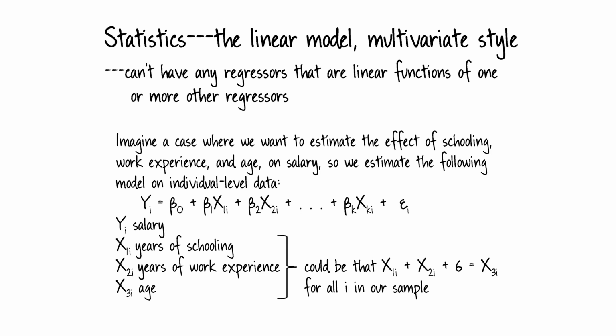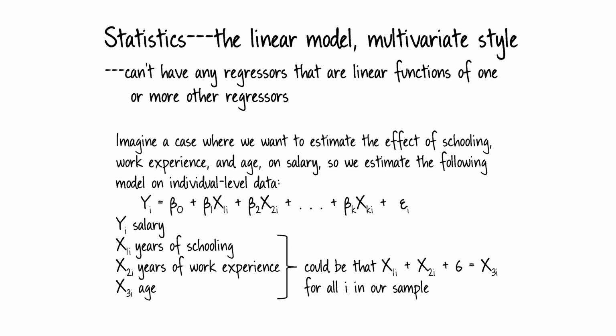Doesn't matter. In our particular sample, it's quite possible that everyone started school at age 6, went to school until he or she finished school, and then started working. That wouldn't be crazy. Well, if that was the case, then the years of schooling plus the years of work experience plus 6 is equal to the age. So if that's the case, we can't estimate this regression equation.